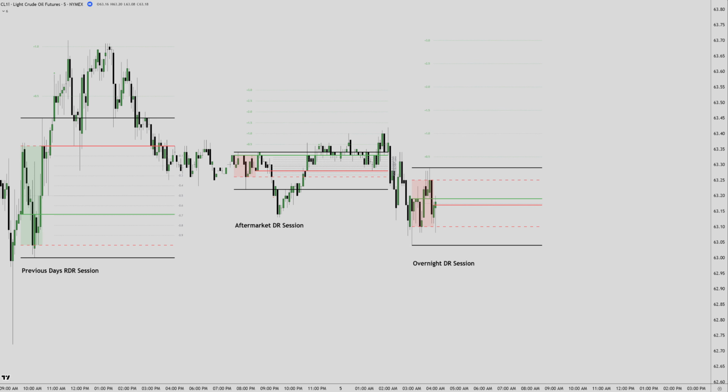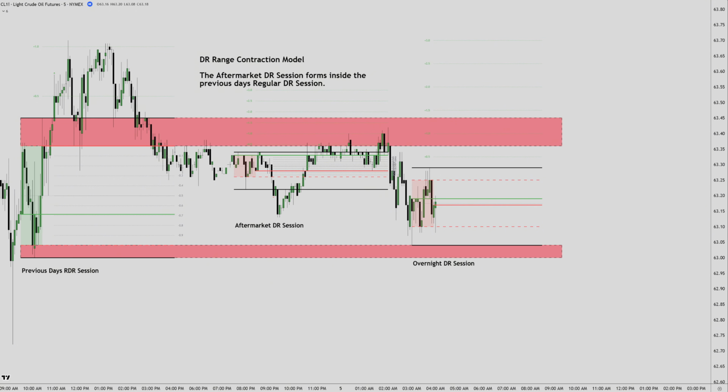Let's start with crude oil and recognizing low probability trading conditions in a DR range contraction model. Crude oil futures in its Friday's overnight DR session presented this before any confirmation happened to either direction. The only information you have is that the aftermarket DR session has formed inside the previous day's regular DR session, which is also what I refer to as the DR range contraction model. Price is most likely getting squeezed into one direction before making an explosive move to the other side of the market. The previous day's RDR session highs and lows play a crucial role there.